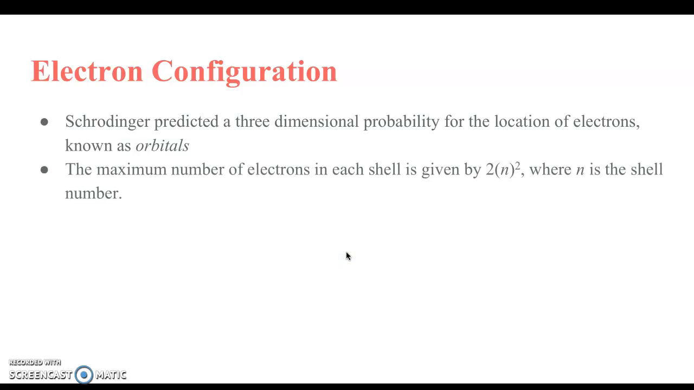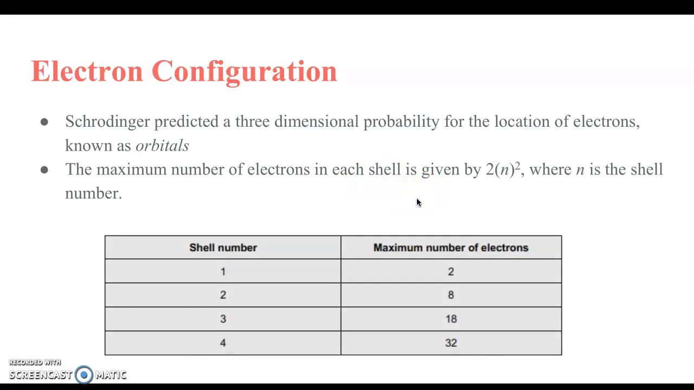He predicted that the maximum number of electrons in each shell is given by 2n squared, where n is the shell number. And here you can predict how many electrons will be in each shell. Note that the shell number corresponds to the period number on your periodic table. So, period number 1 can only hold a maximum number of 2 electrons. For period 2, 2n squared is 8, so on and so forth.